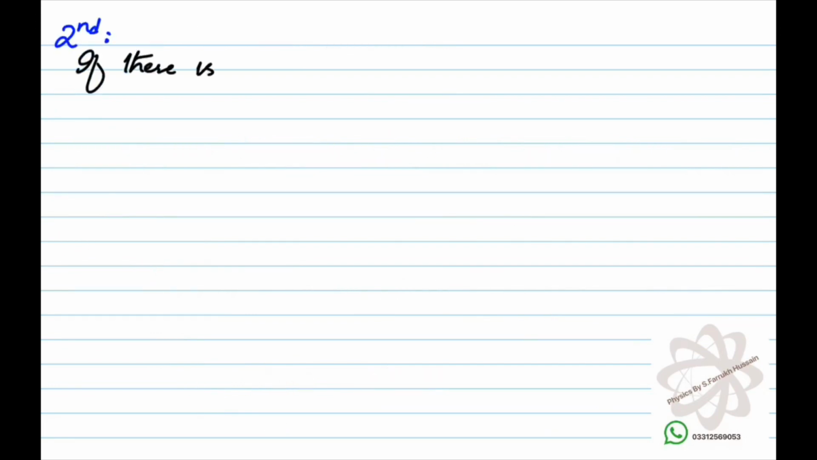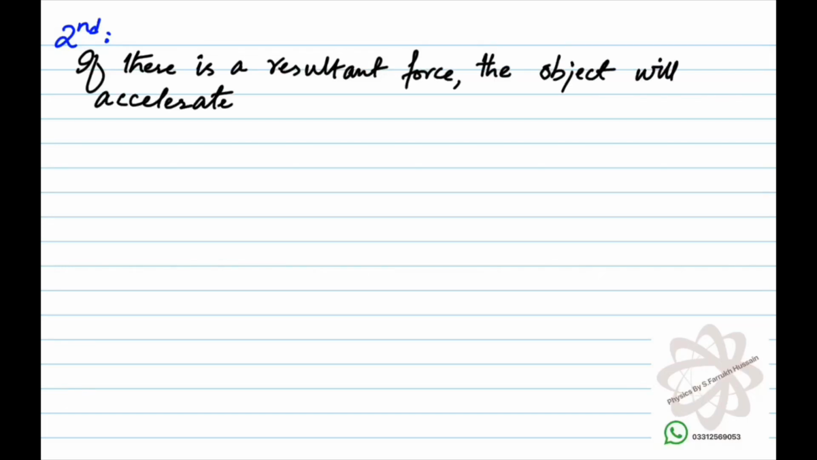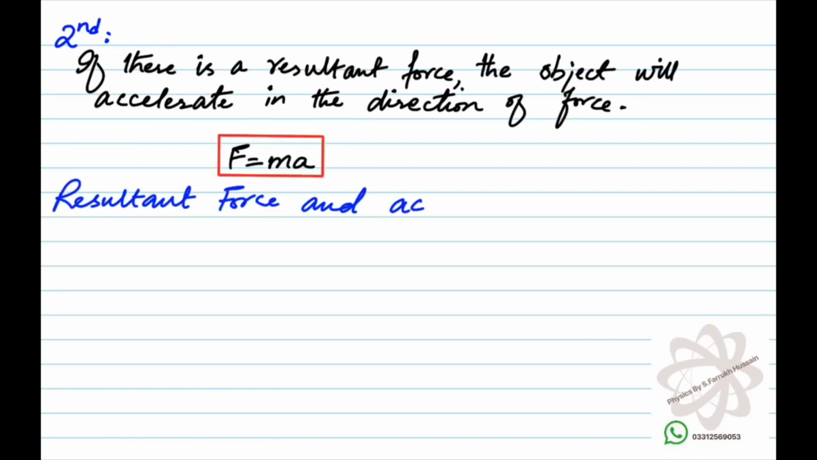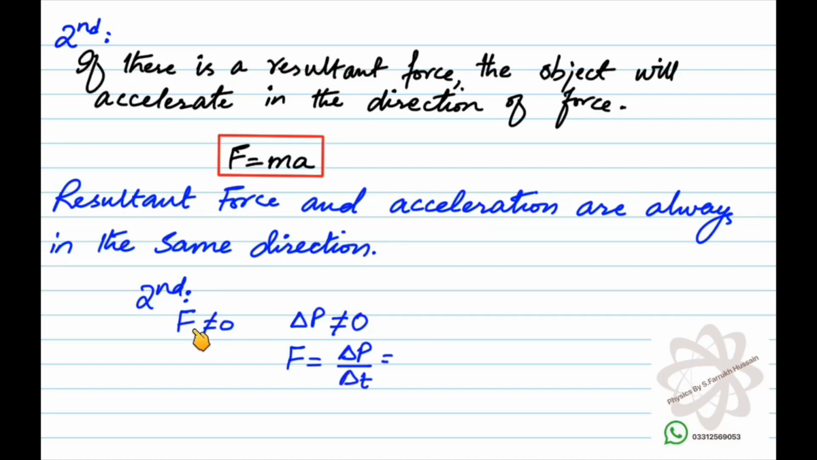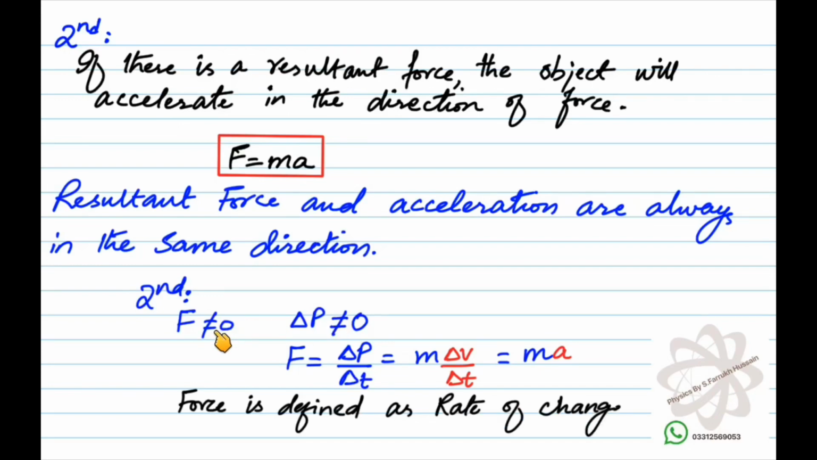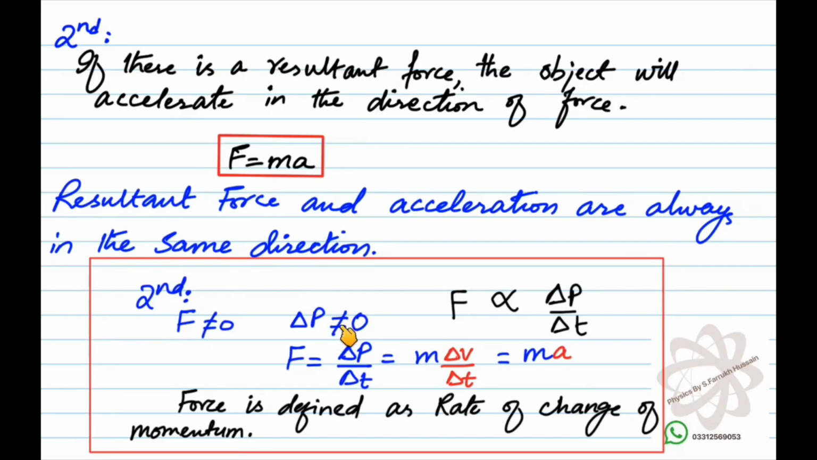Similarly, if there is a resultant force, the object will accelerate, right? Acceleration means change in velocity, so if there is acceleration, there will be change in momentum as well, because change in velocity causes change in momentum. So according to Newton's second law of motion, we can also rephrase it: if there is a resultant force, then there will be a change in momentum. If the resultant force is not 0, then the change in momentum will also be a non-zero value, which means if there is more resultant force, there will be a greater rate of change of momentum, more change in momentum per unit time.